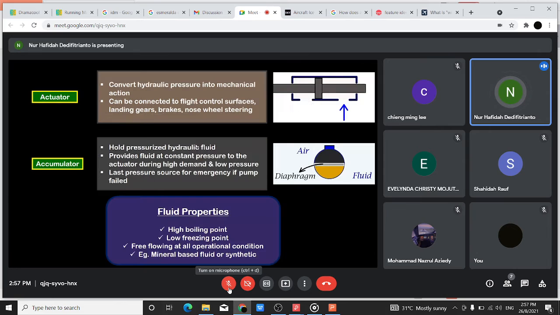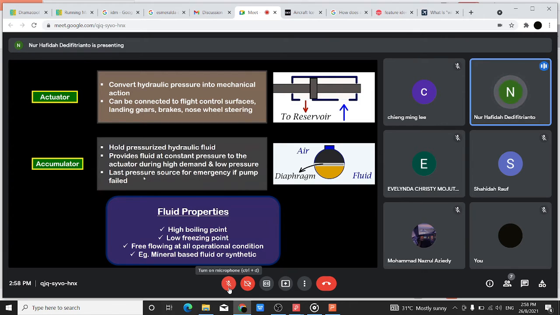Yeah, let's proceed, okay? For the actuator, it can convert the hydraulic pressure into mechanical action. So it can be connected to control surfaces, for example, the flaps, the slats, the spoilers, the landing gears, brakes, nose wheel steering, okay? So these are the ones that will be connected to those features that we want to move at the end of the system.